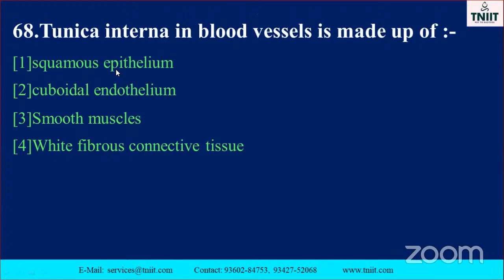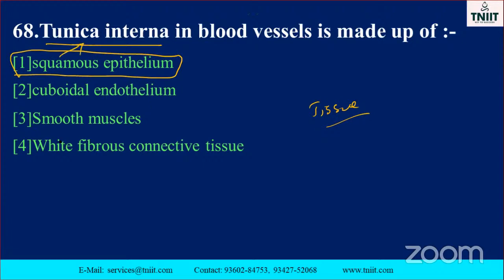See here, the blood vessel is made up of the tunica interna. Just imagine, this is called interna, the internal part. See, squamous epithelium, cuboidal epithelium, smooth muscles, white fibrous connective tissue, isn't it? So these all come under the heading known as tissues. Particularly squamous epithelium is connected with this one. Others will not. Cuboidal, smooth muscles, white fibrous tissue.